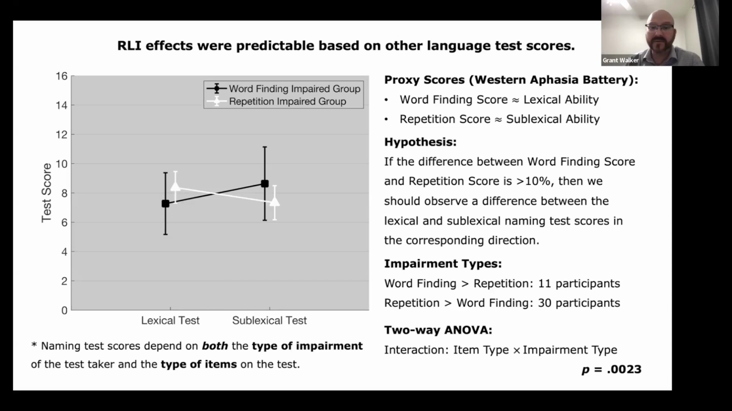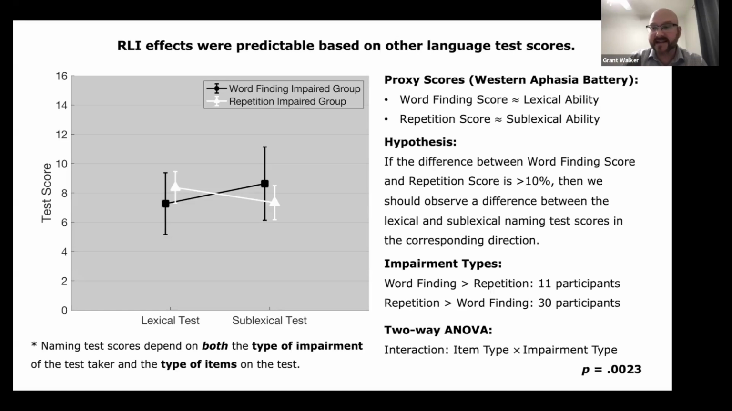And we do a two-way ANOVA, and we find this classic crossover interaction. It is significant. And thank you very much to a reviewer who pointed out that the first time I did the ANOVA, I was not doing it repeated measures. So this is a repeated measures two-way ANOVA, which makes it significant. And so you can see that the naming test score, the overall accuracy, depends both on the type of impairment and the type of items.